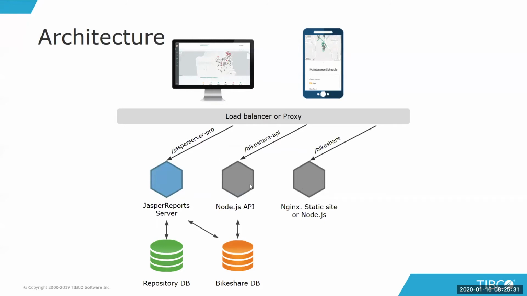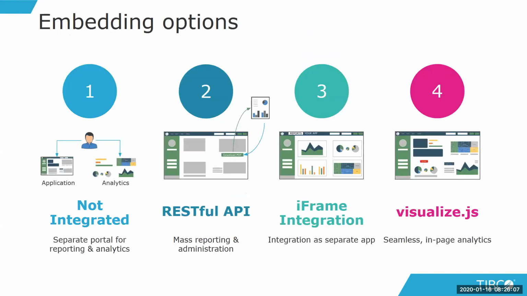We had a couple of transactional REST services for, say, a manager assigning a driver to go and fix a bike share position, which were updating the database. And then the Jasper report server was there underneath that URL with its repository database, and it was also hooking into bike share. So this is a pretty typical architecture for modern web apps today, right?